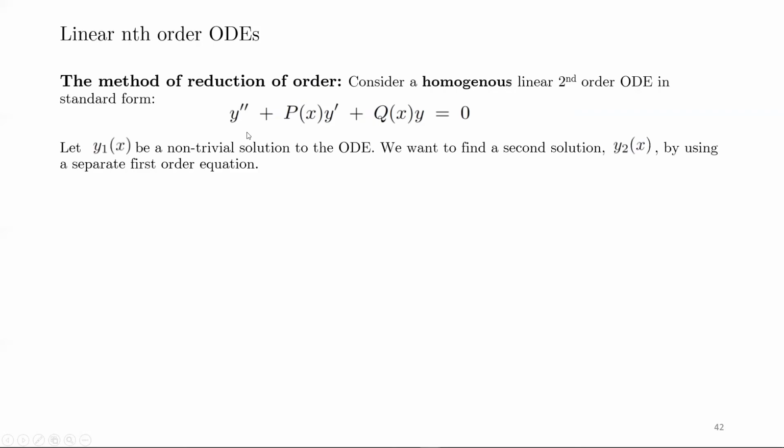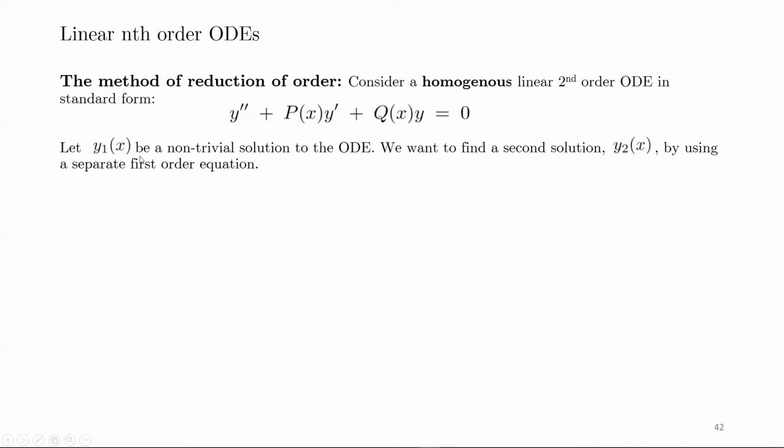Okay, so we're going to let y1 be a non-trivial solution to the ODE. What I mean by non-trivial is that y1 is not equal to 0. Because if you think about it, the solution y equals 0 solves this ODE: the derivative of 0 is 0, the second derivative of 0 is 0. So we don't really care about the trivial solution. Let's look for a non-trivial solution.